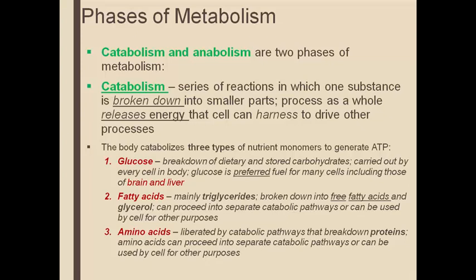The third group are the amino acids. We know that these can be liberated from the breakdown of proteins. Amino acids are the building blocks of proteins. Remember, they create the primary structure of the protein like a beaded necklace held together by the peptide bonds. So those free amino acids can go into several catabolic pathways, or they can be used as particular proteins within the cell or for other purposes.